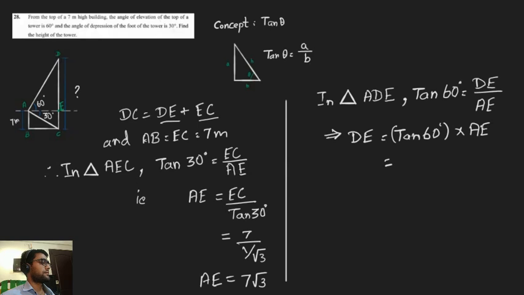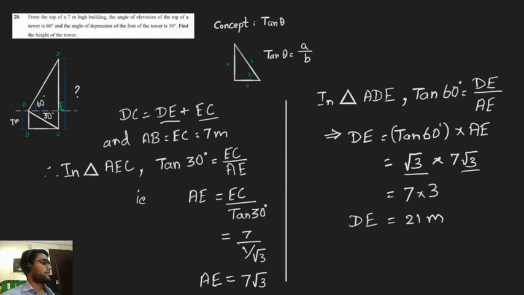which equals tan 60 is root 3 into 7 root 3, which simplifies further to 7 into 3, which equals 21. 7 threes are 21 meters as the height DE.